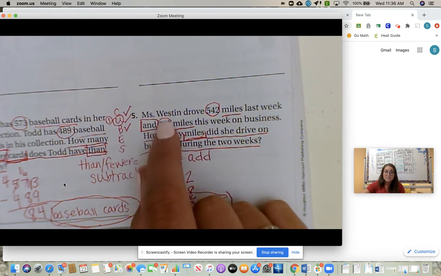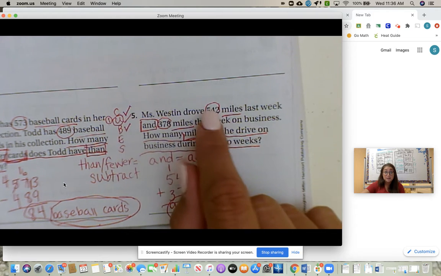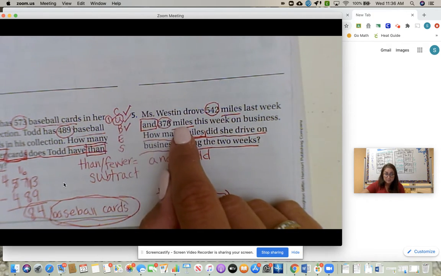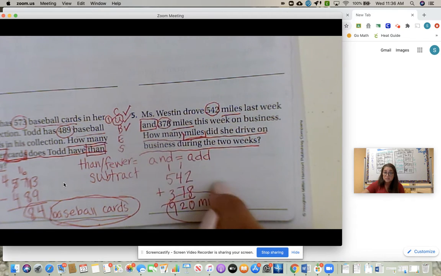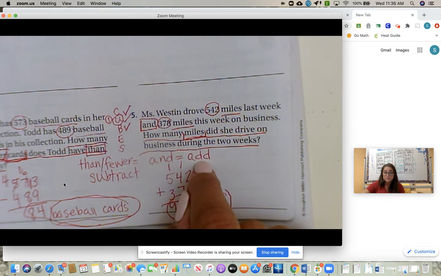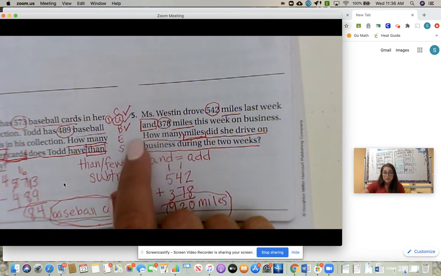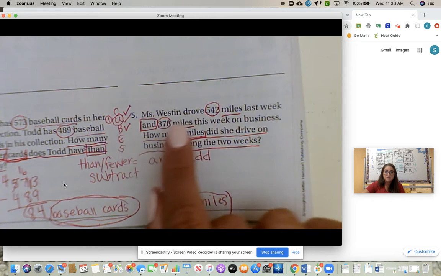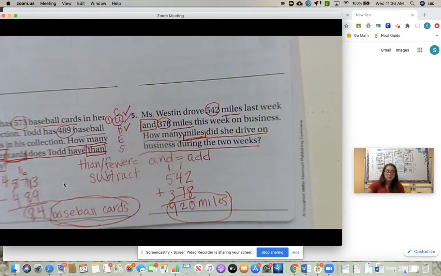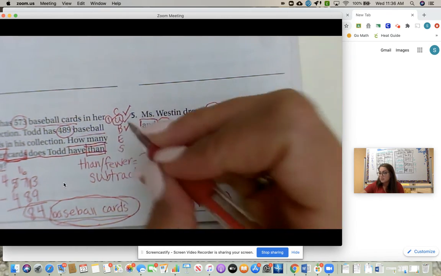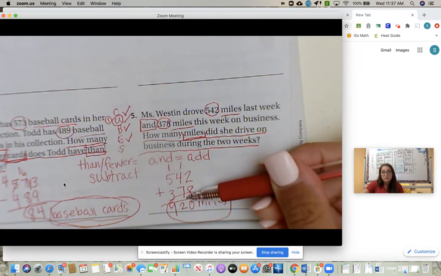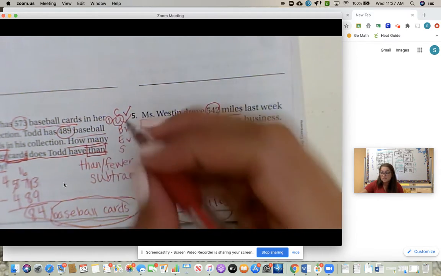When you see "and" between two key numbers, so look, here's a key number, and here's another key number. If it's in between key numbers, we add. Now we're going to evaluate what is our math problem. All right, well, we have our key numbers and we know we're going to add them together. So I forgot to check that off. So we wrote our problem and then we're going to solve it.